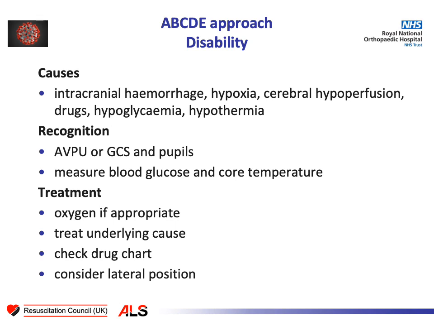Make a rapid assessment of conscious level using the AVPU method. A is alert, V is response to vocal stimuli, P is response to painful stimuli, or U unresponsive to all stimuli. Alternatively, use the Glasgow Coma scale. You can apply the painful stimulus over the supraorbital region.